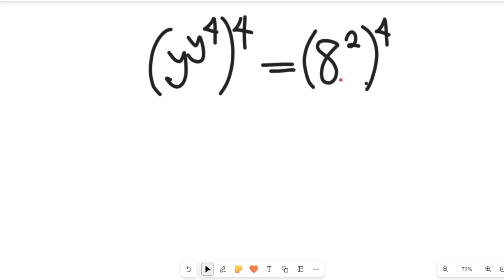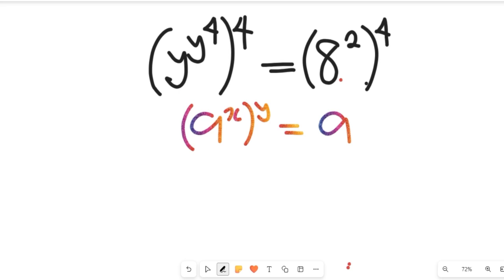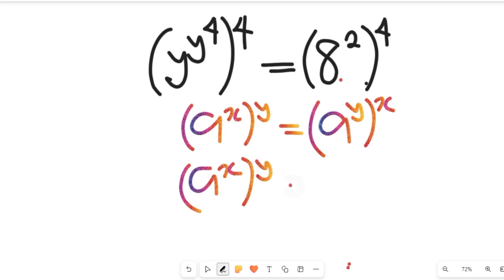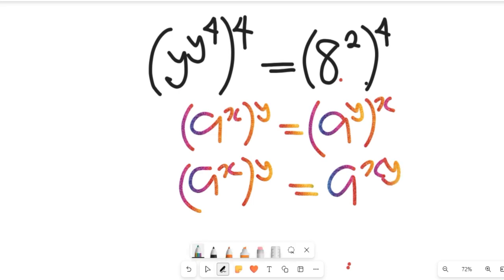Good. Now, having arrived at this, I now want you to recall a law of indices. In that law of indices, if we have a to the power of x multiplied by y, this can be equal to a to the power of y multiplied by x. And also, if we have a to the power of x multiplied by y, this can also be equal to a to the power of xy. We're going to apply these two laws of indices in simplifying this expression.